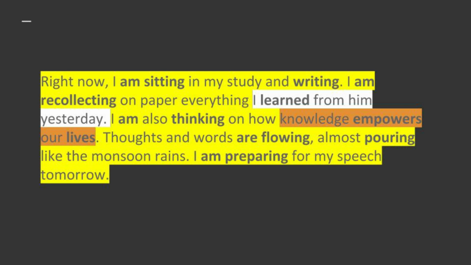The next slide on your screen is again the passage. Now here, apart from the portion highlighted in light orange, you have another portion highlighted in yellow. Look at that. Right now I am sitting, I am recollecting, I am thinking, thoughts and words are flowing, almost pouring. You can see this present continuous tense because it is describing what I'm doing at that moment. I'm sitting, I'm writing, I'm recollecting, I'm thinking, words are flowing, words are pouring, I am preparing.